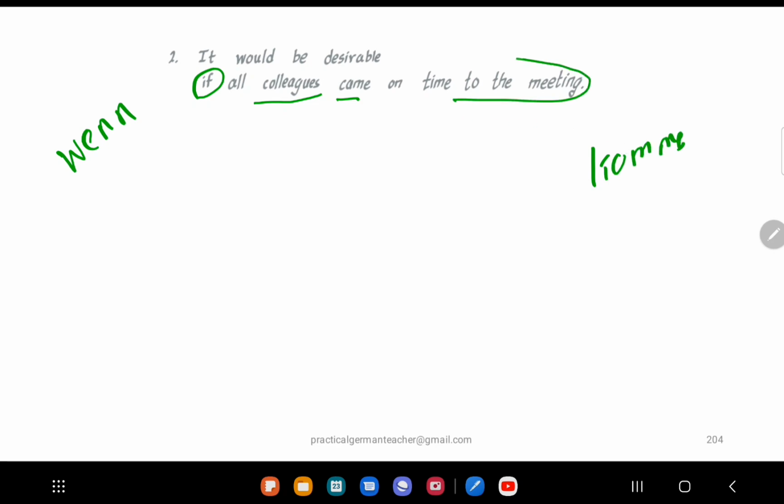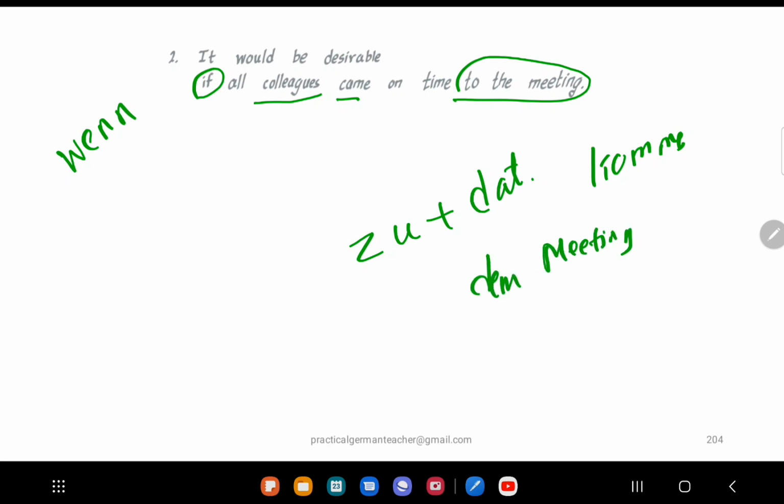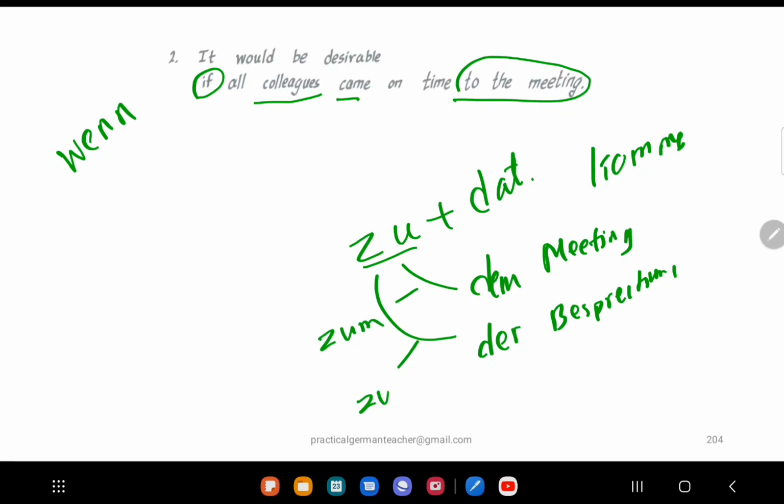but come to something. So you will use zu, and what comes after zu over here will be dative. And what will be in dative? The meeting. Meeting, you can use das Meeting or die Besprechung. When das Meeting, it will become zu dem Meeting. If you use die Besprechung, die will become der Besprechung. Because zu plus dem becomes zum, and zu plus der becomes zur.